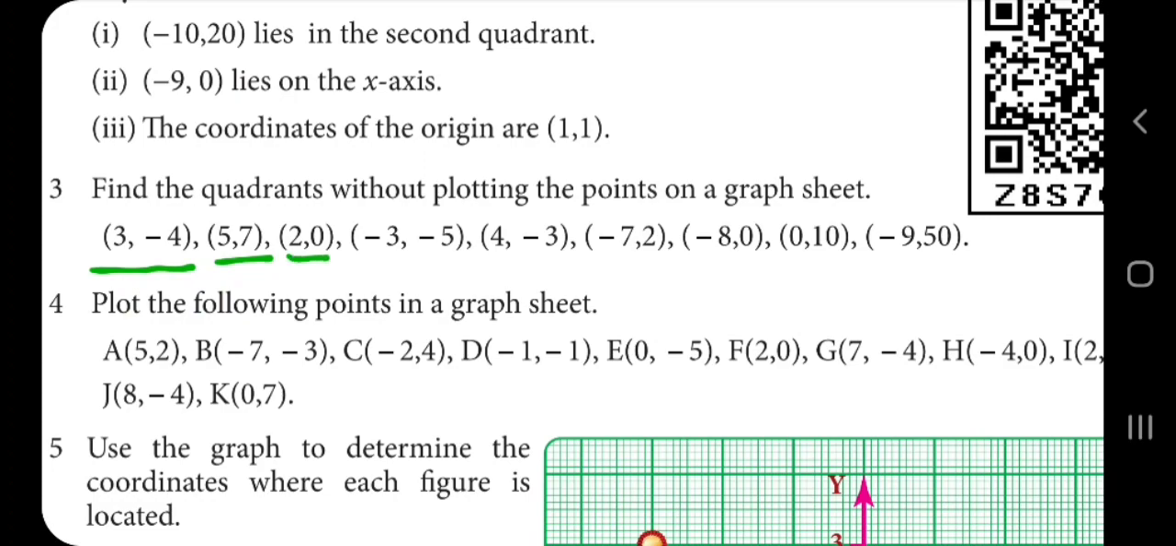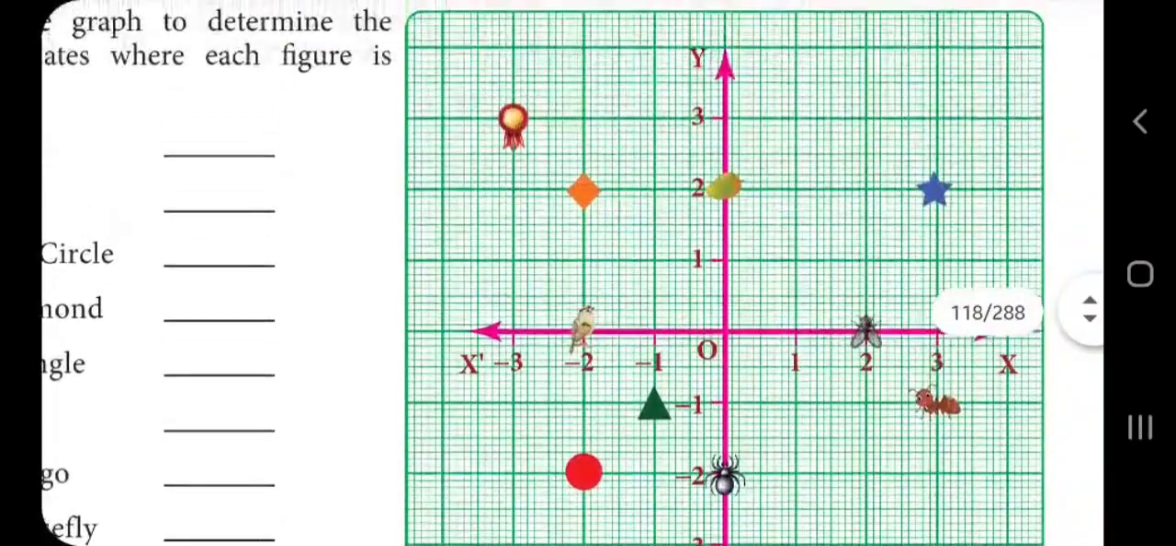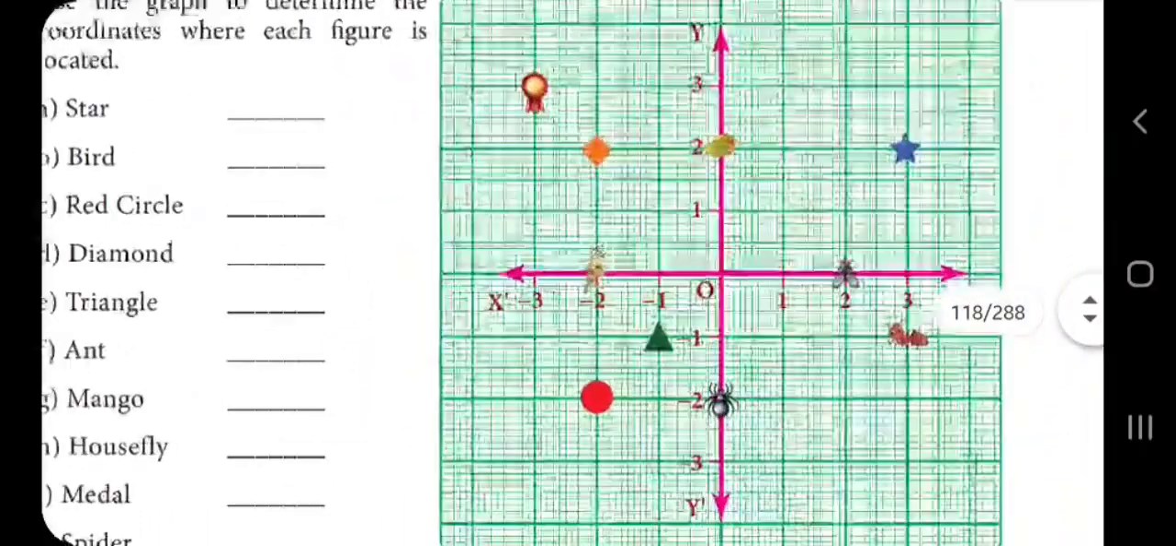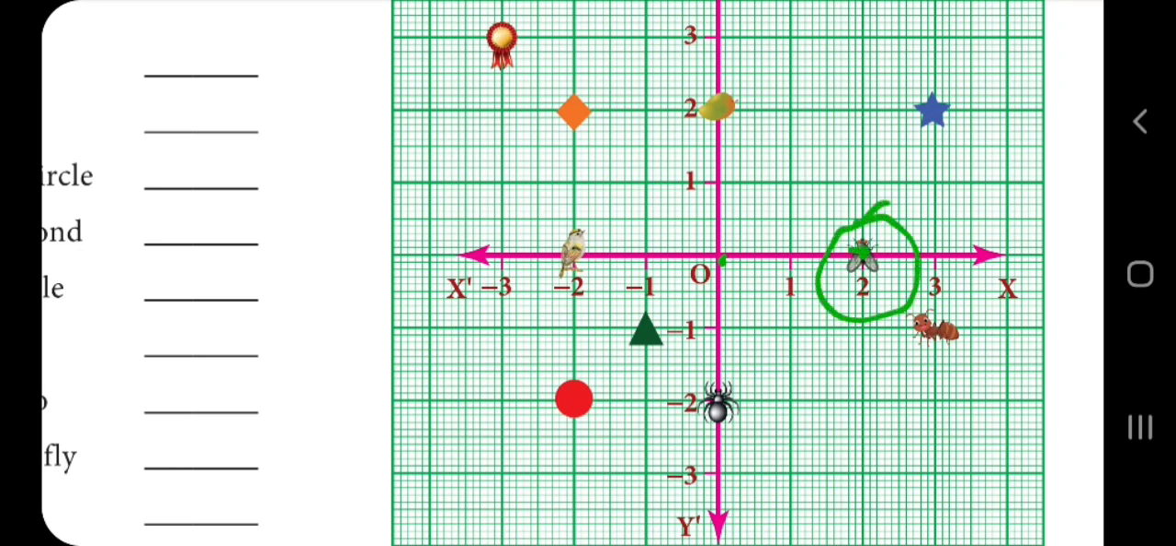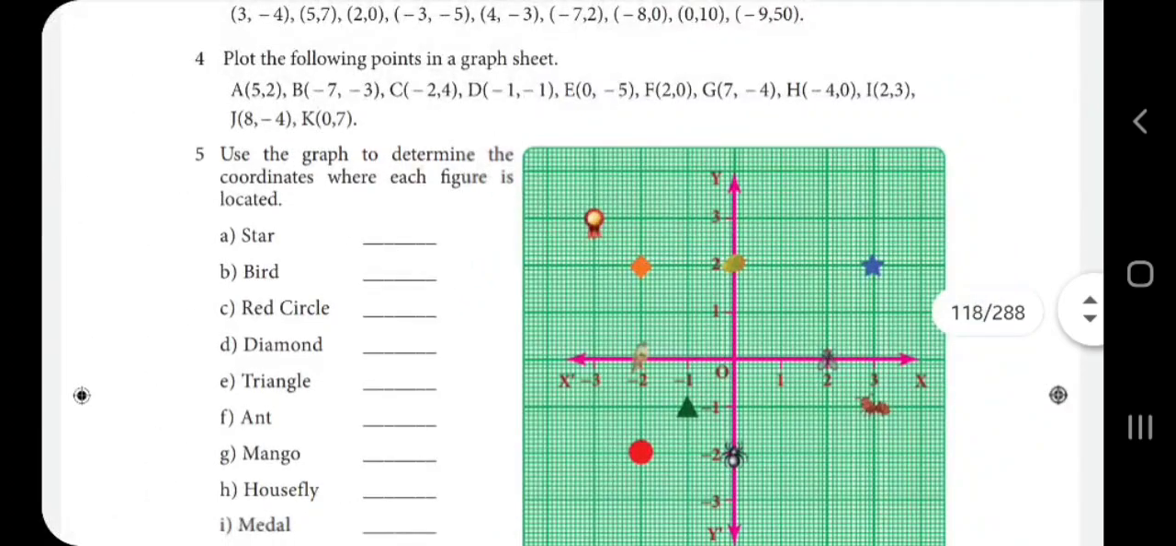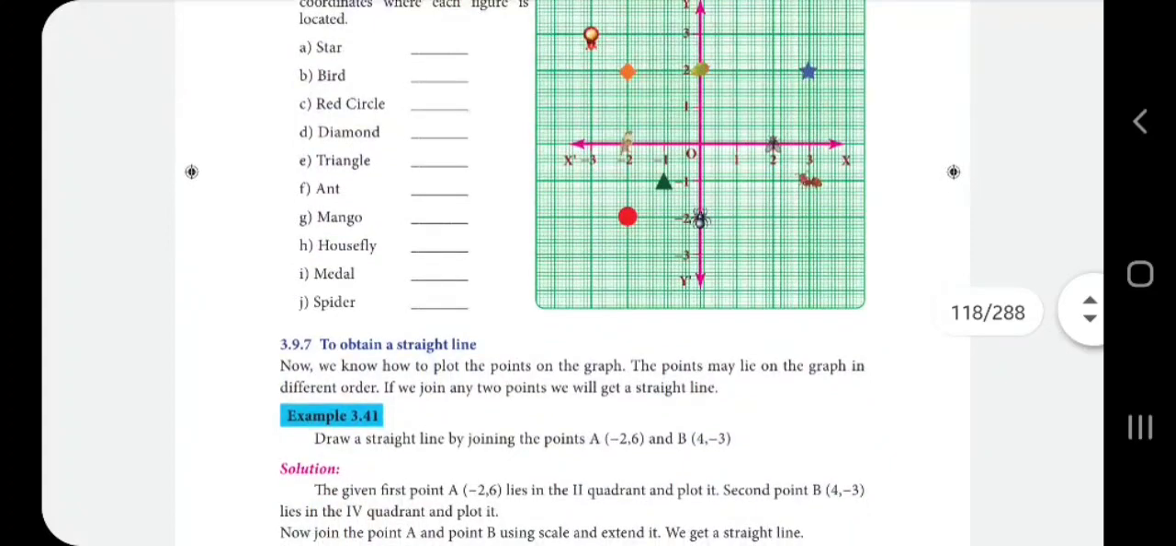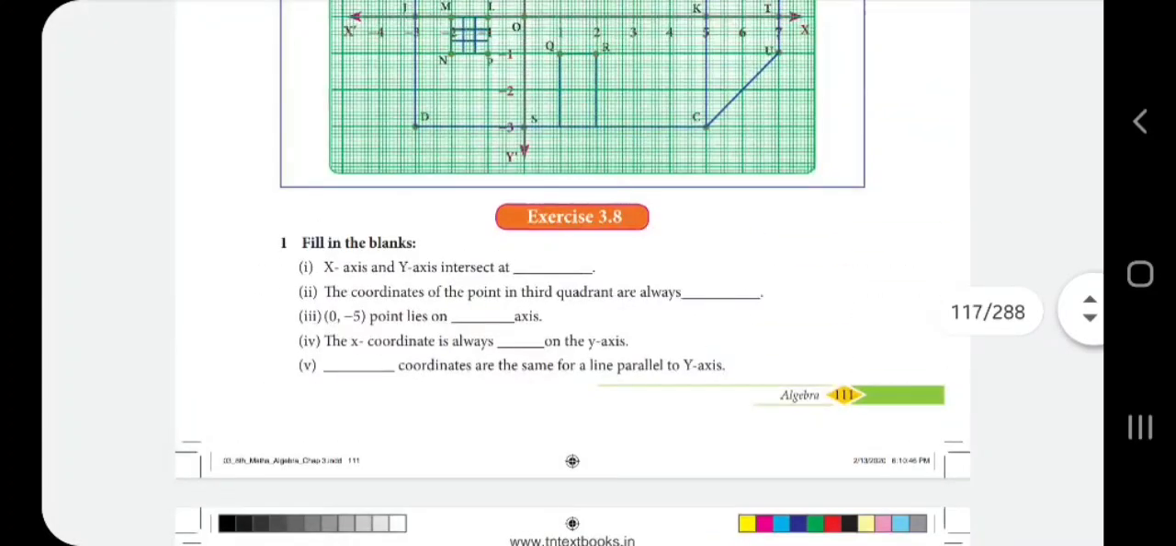Then (2, 0). Here 0 means the point lies on the axis. For example, for (0, 2), this is 0, then 2, here you need to mark the point. This point is called (0, 2). Like that you need to find, and go through the very simple sums in exercise 3.8. Solve all the sums. If you have any doubt, you can ask.